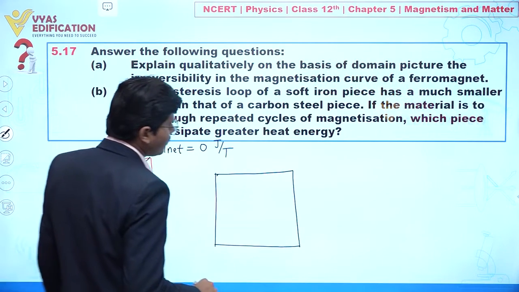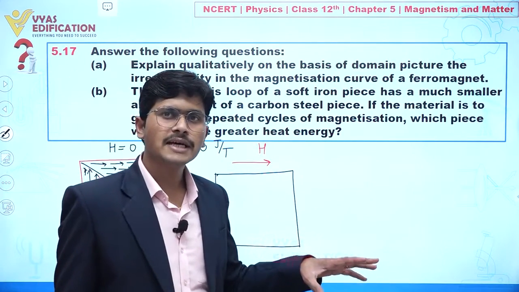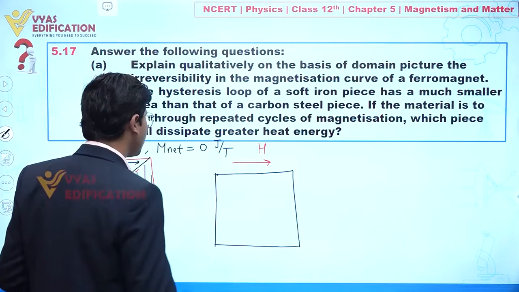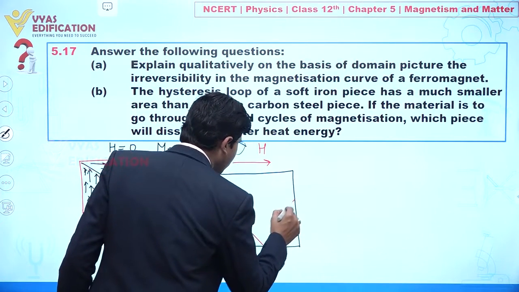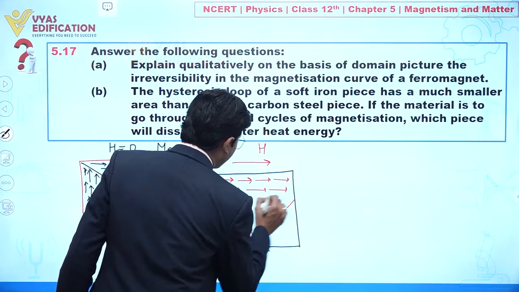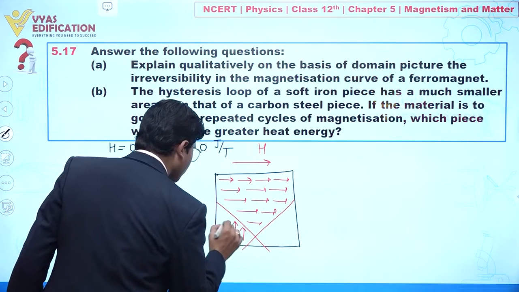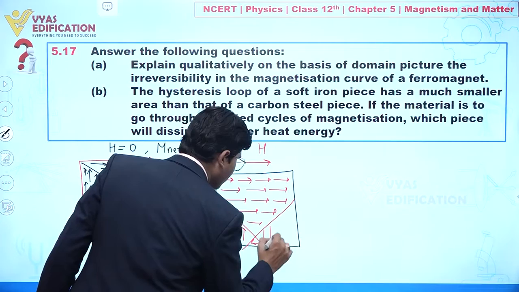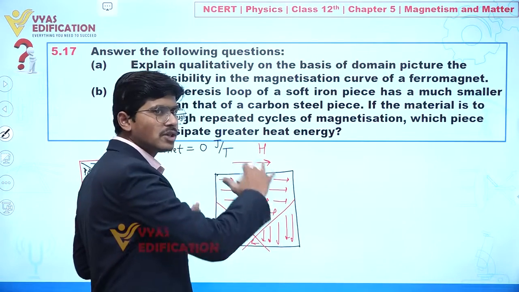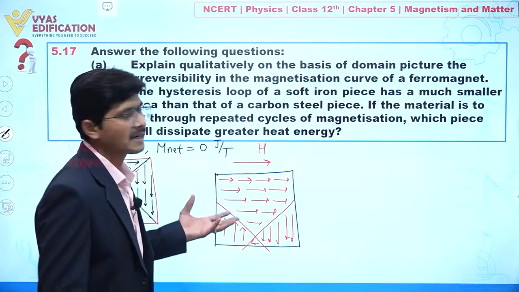Listen carefully. As we are applying the magnetizing field, the atomic dipoles always try to gain their orientation according to this magnetizing field, clear. So we can see slowly these domains are increasing like this. In this direction we are getting the maximum number of atomic dipoles, clear. So as we apply this magnetizing field, the domains try to align themselves in a particular direction, and after that this ferromagnet is magnetized, clear to you.